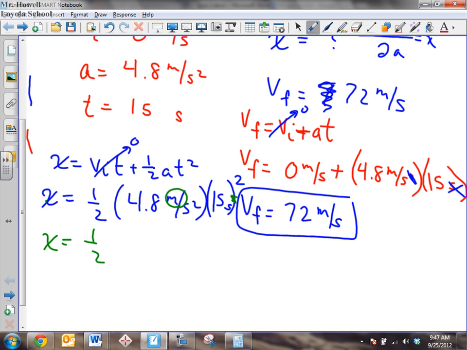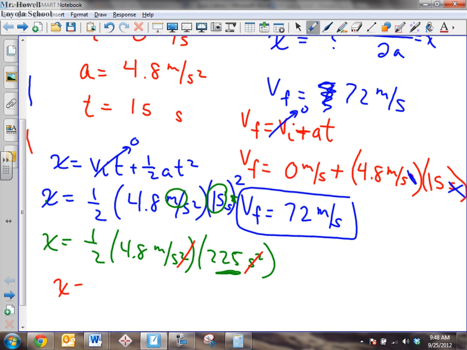So we have 1/2, 4.8 meters per second squared times 225 seconds squared. Because again, when I square this, 15 squared gives me 225. Second squared is second squared. Now my units of second squared drop off. Okay, both my second squared are gone. I'm left with meters. And what do we get? 540? Yeah. Thank you. Very good, guys. Well done.